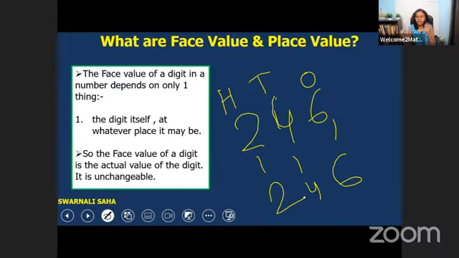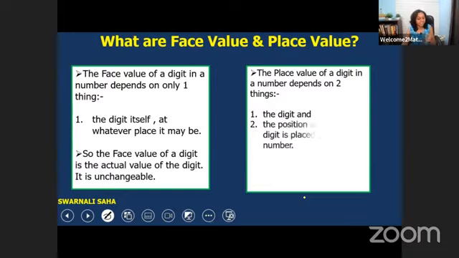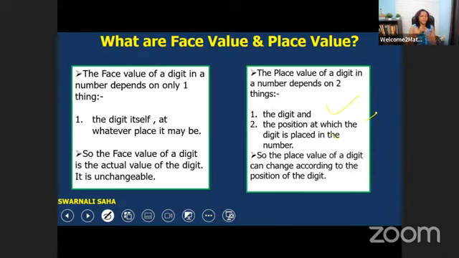Okay. But what changes? Place value changes. So let's see what is place value. The place value of a digit depends upon two things. Face value depends on only one thing, the digit itself. But place value depends on two things. What are they? The first is the digit, and the second is the place. Place value depends on the digit and the position of the digit. So that means the place value of a digit can change according to its position.